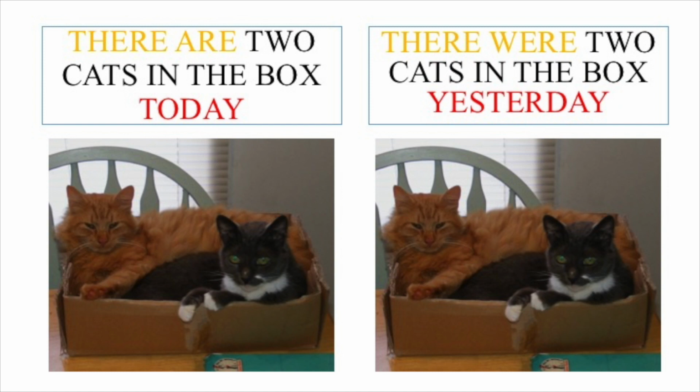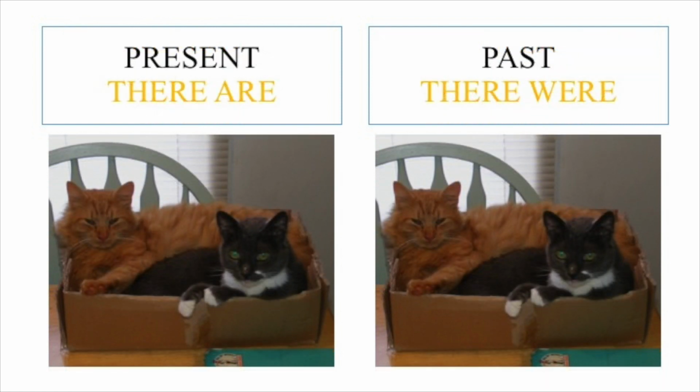Now, how many cats? There are two cats in the box today. There were two cats in the box yesterday. Present, there are. Past, there were. For plural objects.